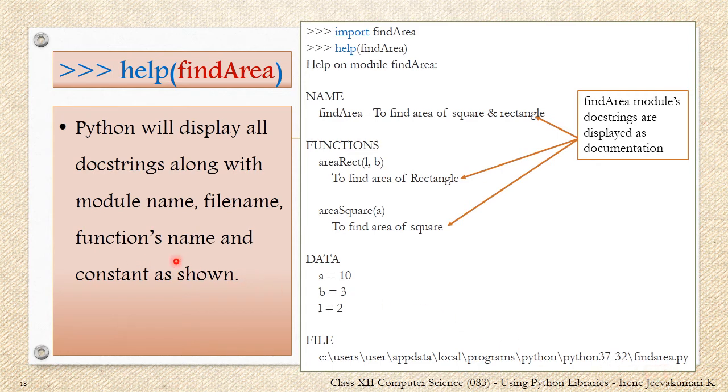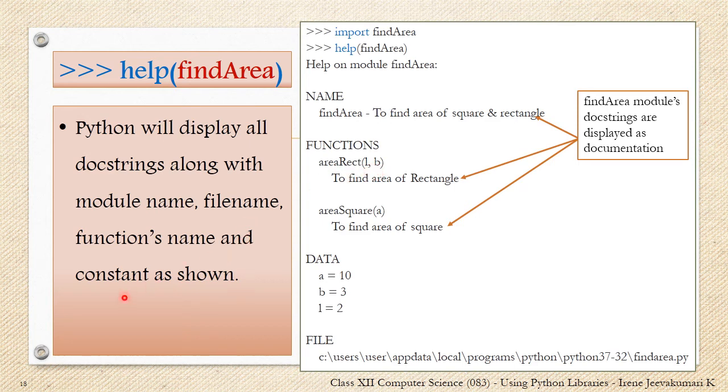The next one is function names. Here we have two functions: area rect, which receives two parameters L and B, and another function, area square, which receives one parameter A. These parameter details as well as the names of the functions will be useful for the users when they invoke the function and when they pass the arguments for the function.